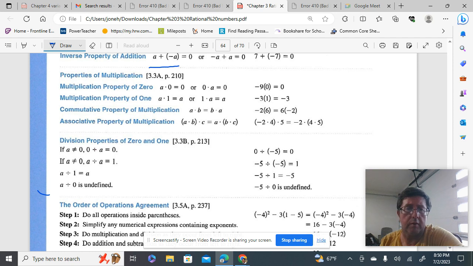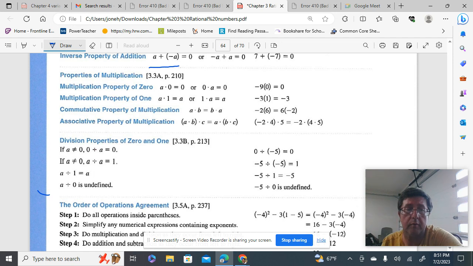Okay, the multiplication property. A times 0 is always going to be 0. Any number, if you have it 0 times, will be 0. Okay, so multiplication property of 1. Any number times 1 is always going to be the number you're timesing by 1. If I have 1 million times 1, I'm still going to have 1 million.